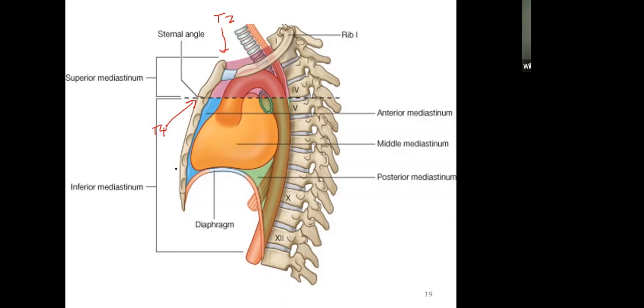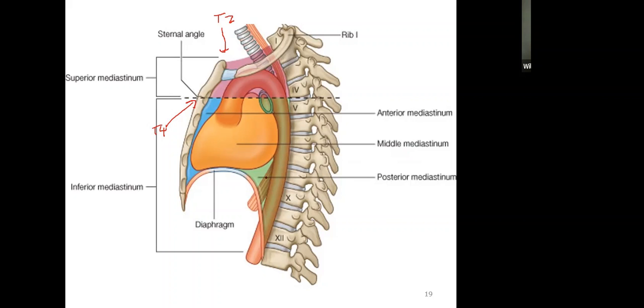Everything below we see here is the inferior mediastinum. So this is the superior mediastinum. This is the inferior mediastinum. You have an anterior mediastinum, which is going to be on the front, a middle mediastinum, and then a posterior mediastinum. So the posterior, of course, is going to be at the back.